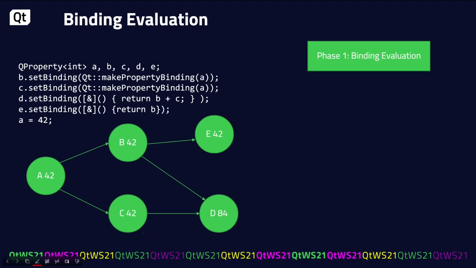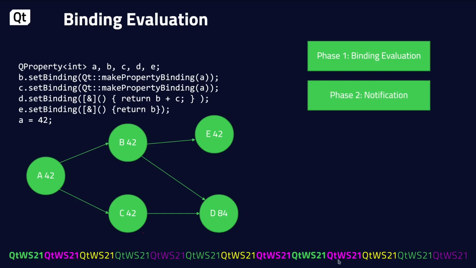However, there is one optimization that we can do, and that is related to notification. Basically, at this point in time, we only have refreshed bindings. What we did not do was to notify any observers or to emit change signals. This happens in a dedicated second phase. In this phase, we again traverse the binding tree and first we'll notify the observers of A, then those of B, those of D, those of E, and finally those of C. And at this point, we are actually done.